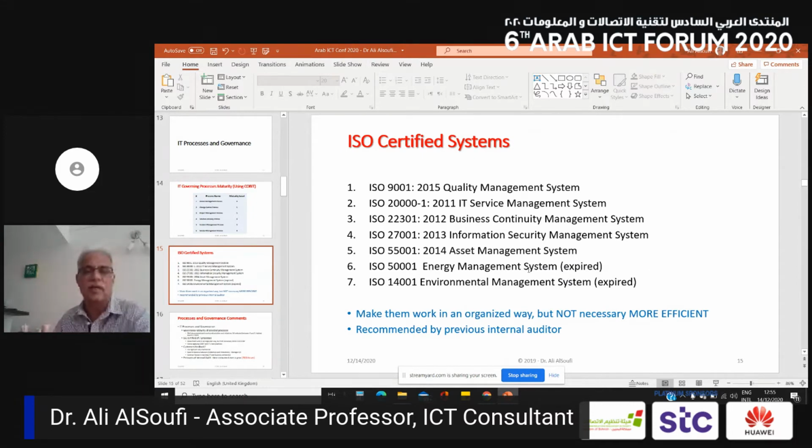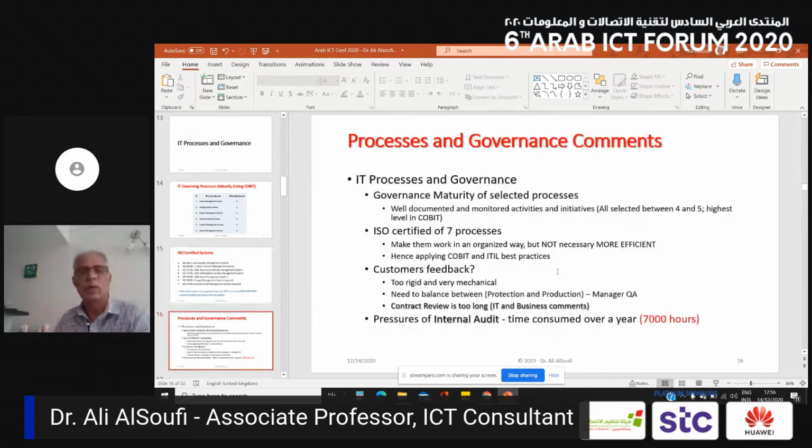Personally, I don't like ISO, because whenever I see a certificate on the door of any department, I think they are not doing very well, because it doesn't mean your process is efficient. You have a process, but it doesn't mean your process is very efficient. So in general, the comments are very nice.